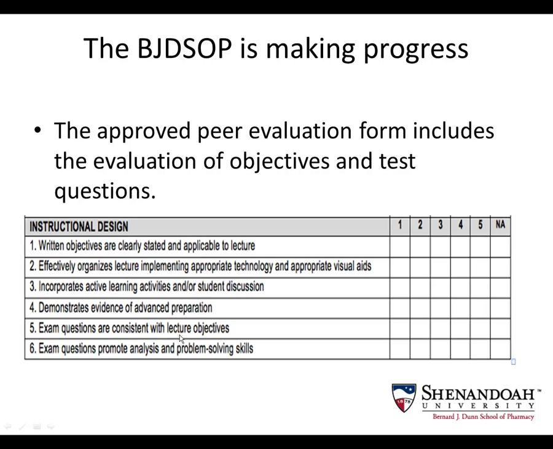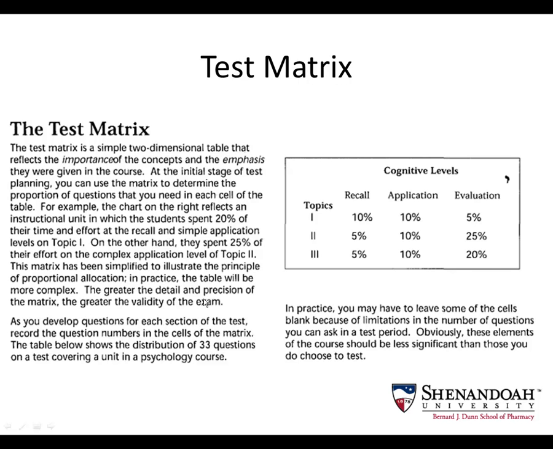Are the test questions consistent with the learning objectives? There's also this idea of a test matrix. And what we're talking about here are, what topics are you going to assess on? What level of Bloom's taxonomy will you be assessing on? Are you asking all recall questions or some application questions? What's the mix of those types of questions?